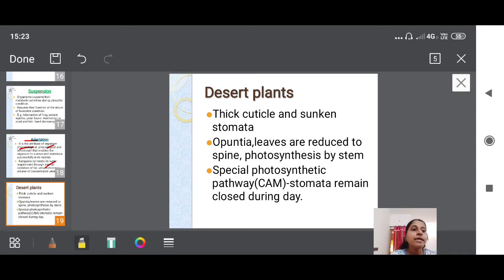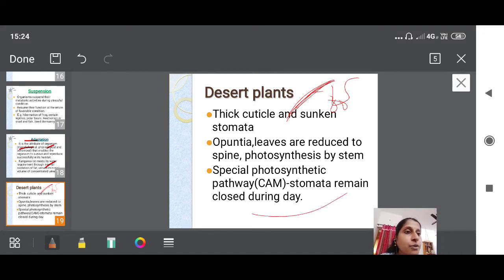Okay. And they also have what? Shrunken stomata. Okay. Stomata and shrunken means what? Like for example, this is the outer covering of the leaf. So when you are seeing this outer covering, it has the stomata shrunken. Where is the stomata present? Here it is present. So in that case, they are not directly exposed to the atmosphere, so that the transpiration will be less.